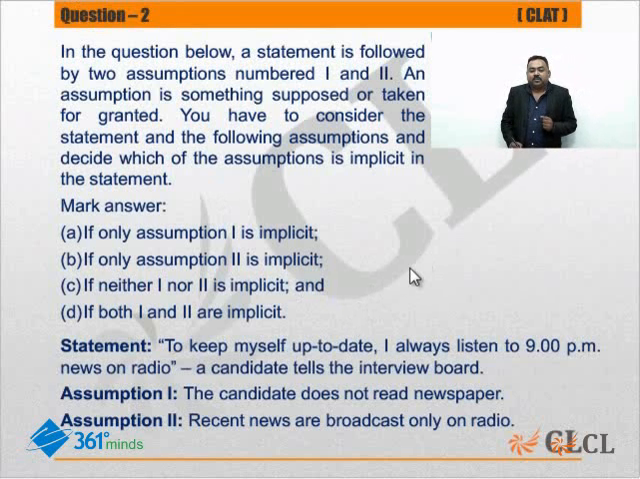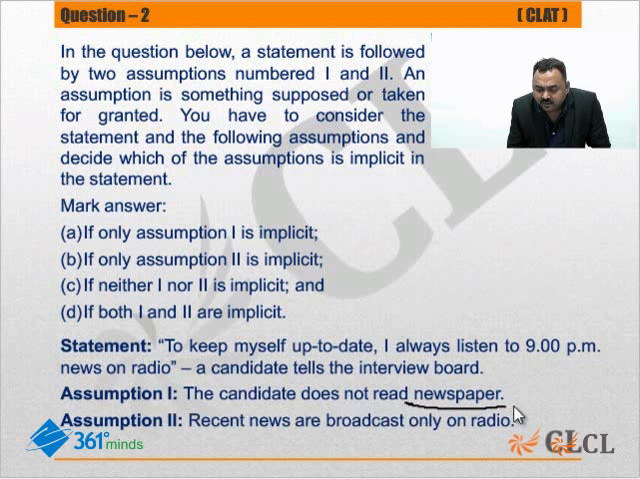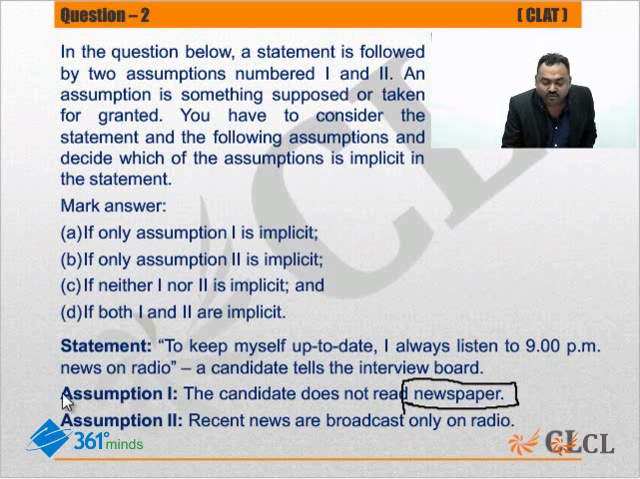Let's look at this particular statement. The statement says, "To keep myself up to date, I always listen to the 9 p.m. news on radio," a candidate tells the interview board. Assumption 1: the candidate does not read newspaper. Has it got any relation to him listening to the news on radio? Nothing, right? This statement is not required. Whether the candidate reads the newspaper or does not read the newspaper has no relation to the candidate wanting to listen to news on radio. Therefore, there is no relation between these two statements. Therefore, assumption 1 is not implied. Like I told you, assumption is something that is necessary for the statement to be true.